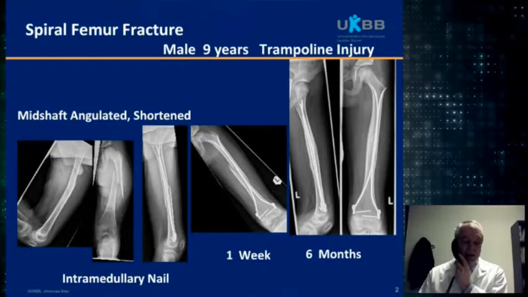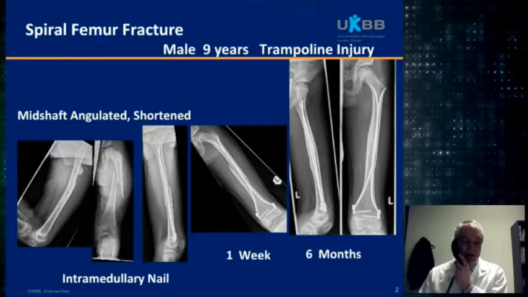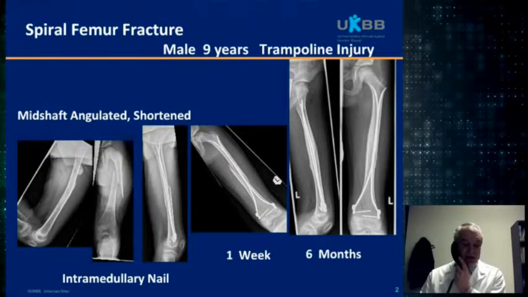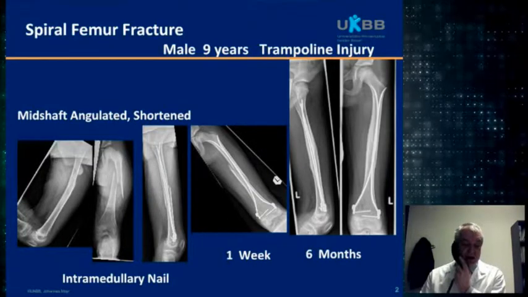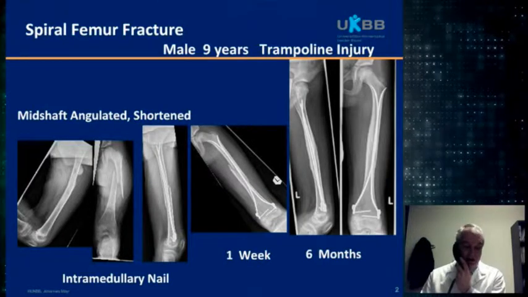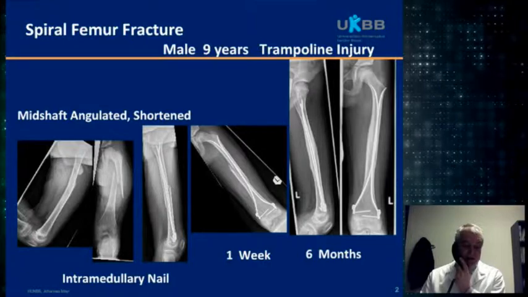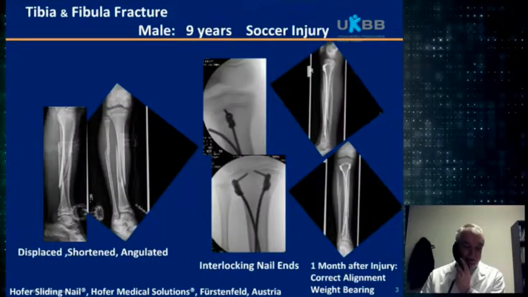This 9-year-old boy sustained a displaced fracture of the femur in a trampoline injury. Closed reduction and intramedullary stabilization using interlocking titanium nails was carried out. The proximal nail end was impacted into the dense spongiosa of the proximal femur. Correct alignment and completed consolidation was noted 6 months after the injury.